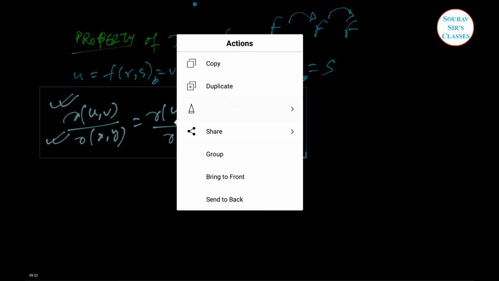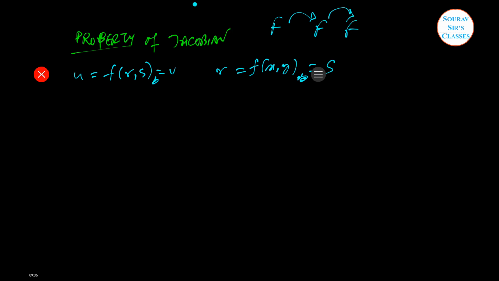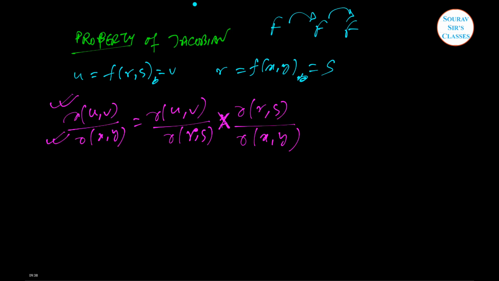Let me change the style for this. This one is very important, u, v, x, y, and see this cross is the extra one which I have written, that is the r and s. So r and s were at the beginning, that will become the middlemost portion. This can be proved, and this kind of sums we will be doing as well.